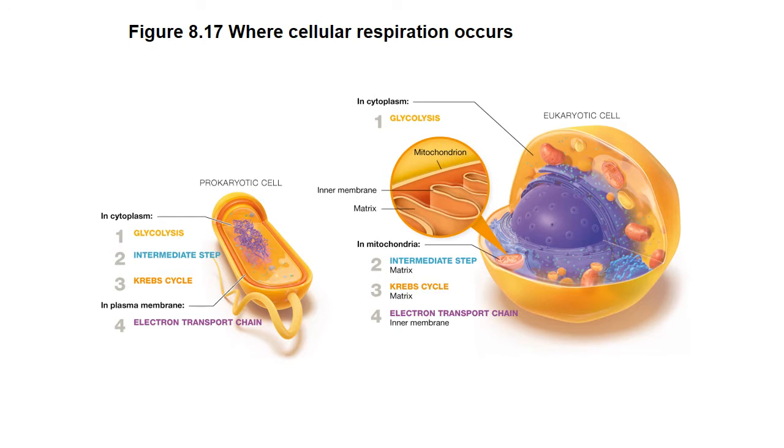This is actually a little more simple. So, in a bacteria cell, glycolysis step 1, the intermediate step, step 2, the prep step is the same as the intermediate step, the Krebs cycle step 3, all occur in the cytoplasm. The only step that does not occur in the cytoplasm is step 4, or the electron transport chain.